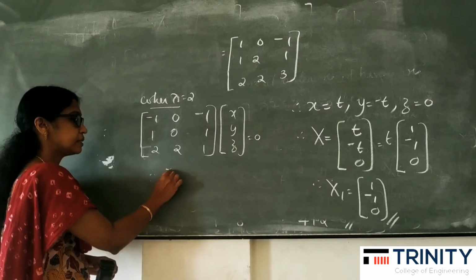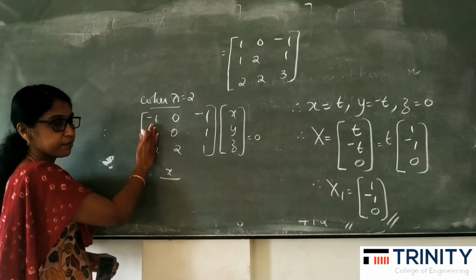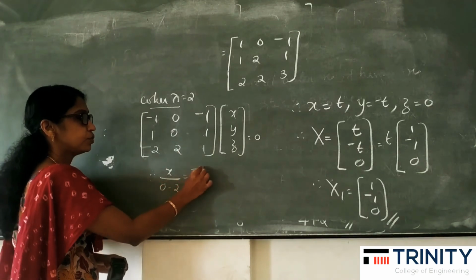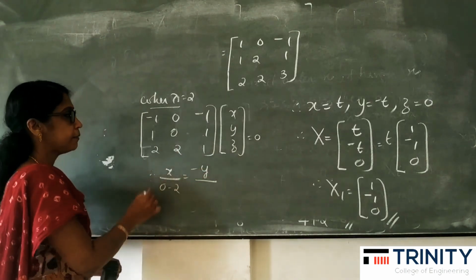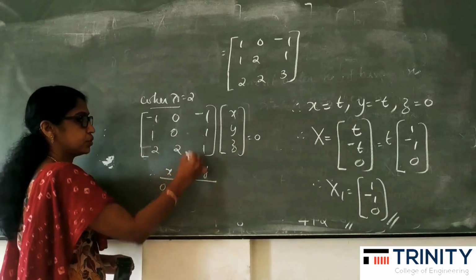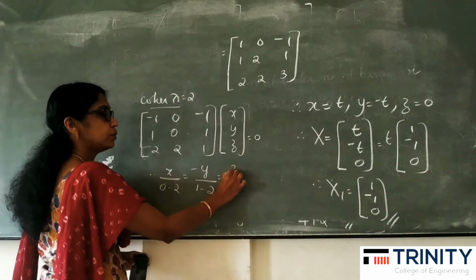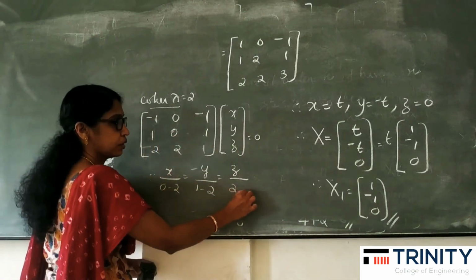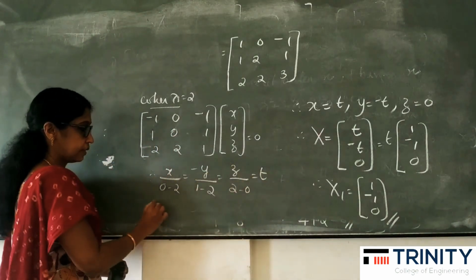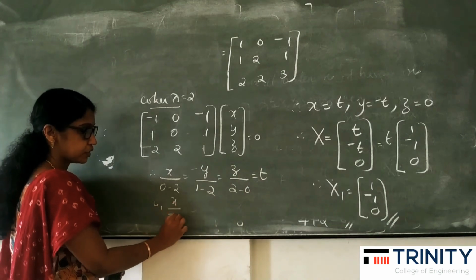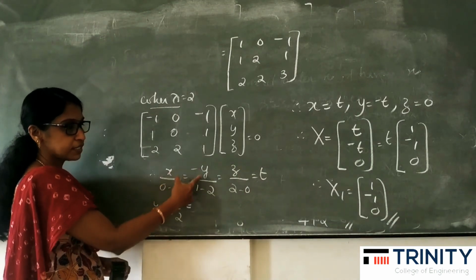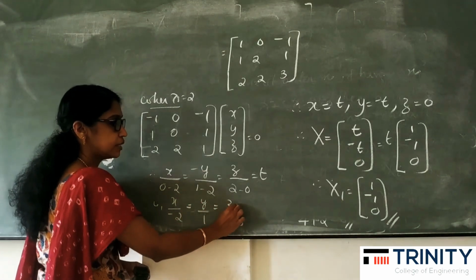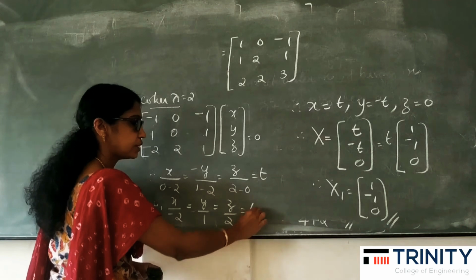Therefore x divided by, what do we get? 0 minus 2. 0 minus 2 equal to minus y divided by 1 minus 2 equal to z divided by 2 minus 0 equal to t. That is x by minus 2 is equal to minus y by minus 1, that is y by 1 is equal to z by 2 is equal to t.